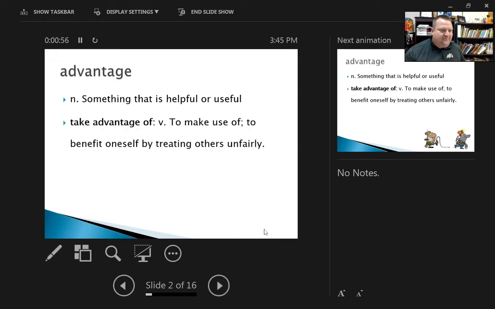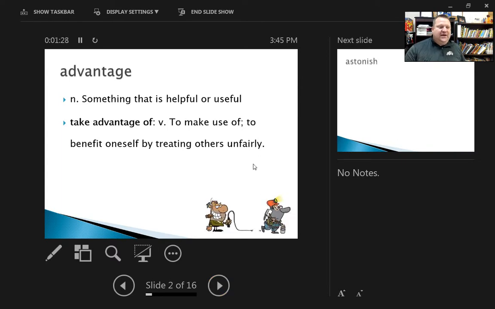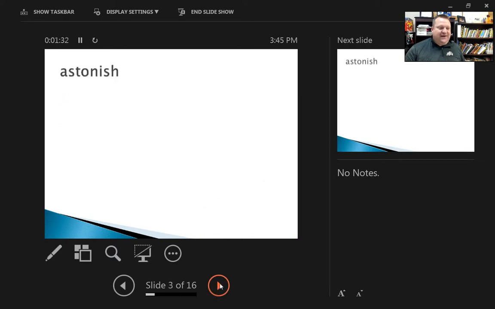So another way that the word advantage could be used is to take advantage of. So that's a verb that means to make use of, to benefit oneself by treating others unfairly. So take advantage of, if I say, okay, I'm going to leave a box of colored pencils on everyone's desk. You can take advantage of those by using them to help your illustrations be more colorful. That would be a positive use of the term to take advantage of. To take advantage of could also be used in a negative connotation, which could mean that it could be treating someone else unfairly so that you have gained some type of an advantage.